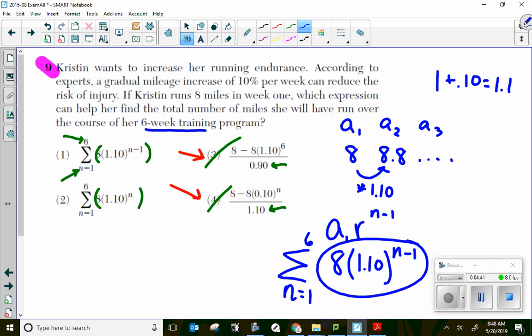And that is clearly choice 1. The big thing here, your exponent isn't n. It's n minus 1. All right, there you go.